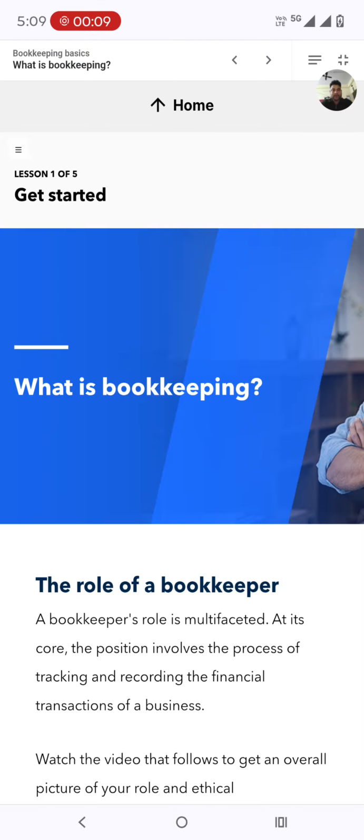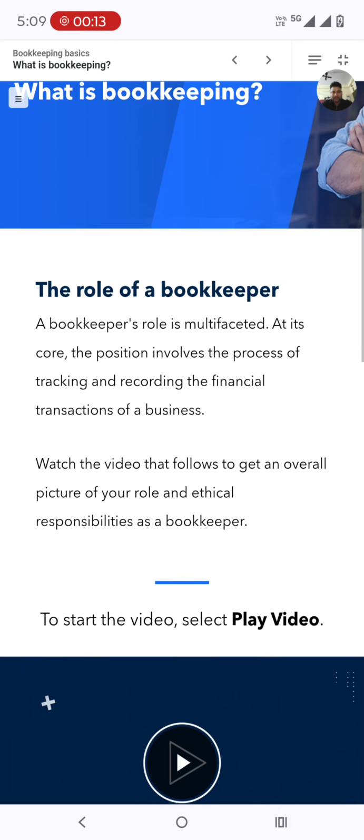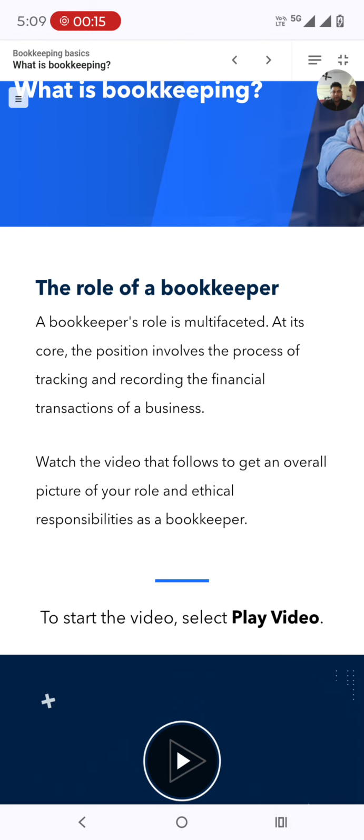So as you can see on the screen, we'll start with what is bookkeeping. To understand that, first we need to understand what are the roles of a bookkeeper, right?